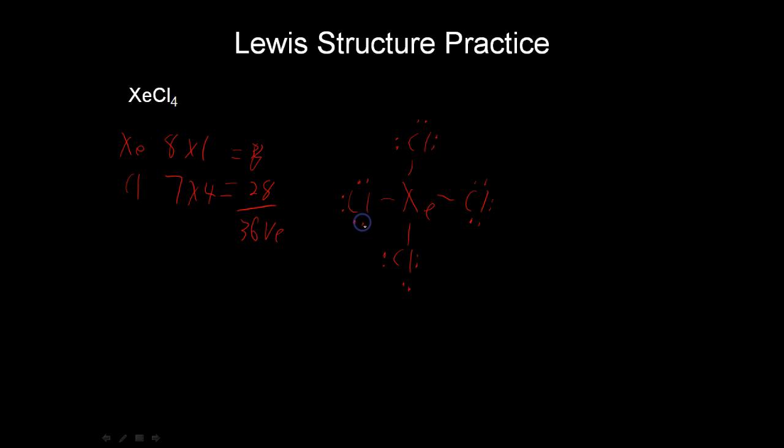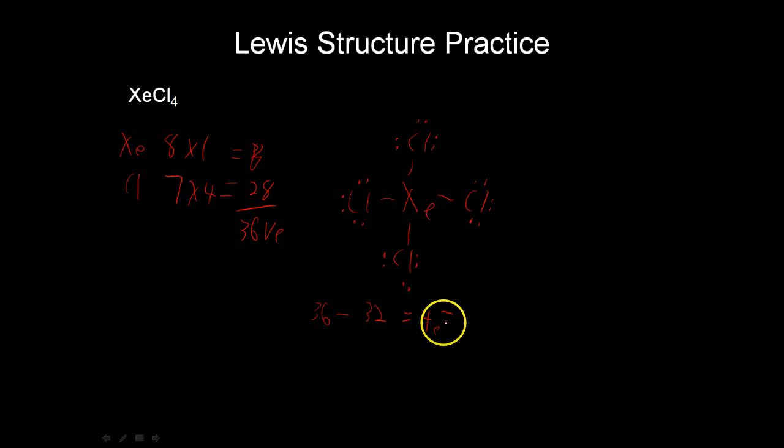Okay. Now, how many electrons did we actually use here? Well, if you look at this structure here, we have 8 electrons around each chlorine, right? Counting the ones bonded to xenon. So 8 times 4 is 32 electrons. We need to put in 36 electrons someplace. So we have actually 4 electrons we need to place somewhere.